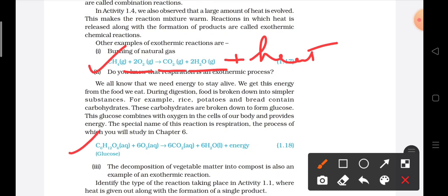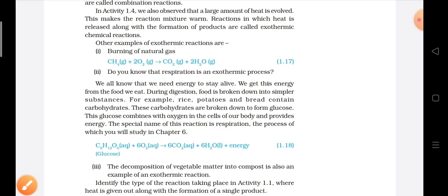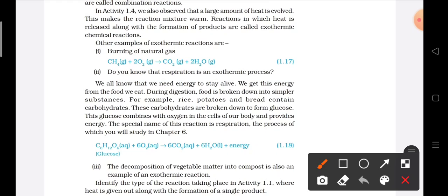Similarly, glucose in the presence of oxygen, this is happening inside the cell, leads to the formation of carbon dioxide, water, and energy. Okay, so this glucose combines with oxygen in the cell of our body and provides energy. This is special. The special name of this reaction is respiration. The process we will study in chapter number 6.